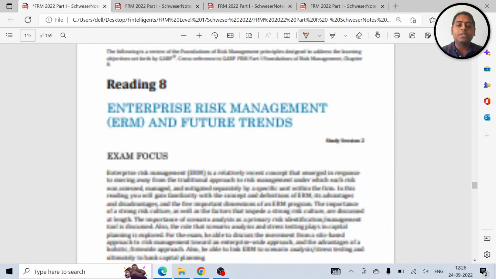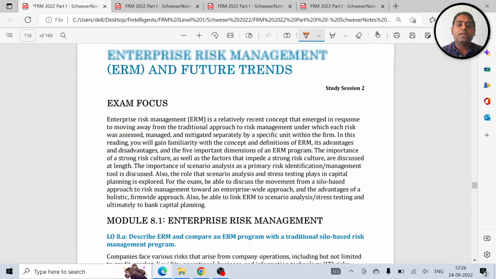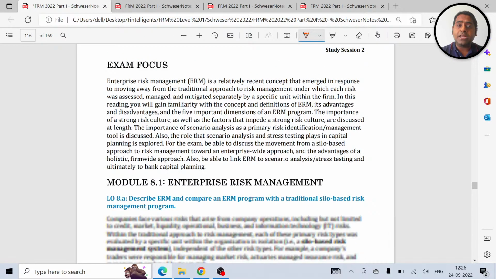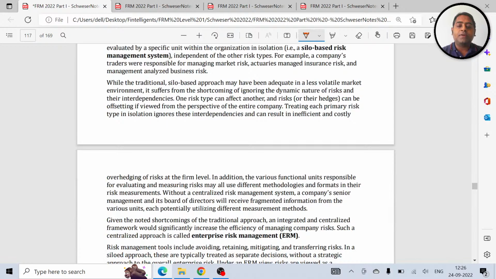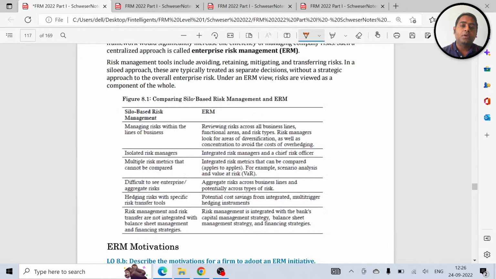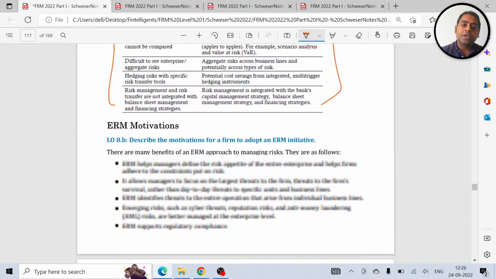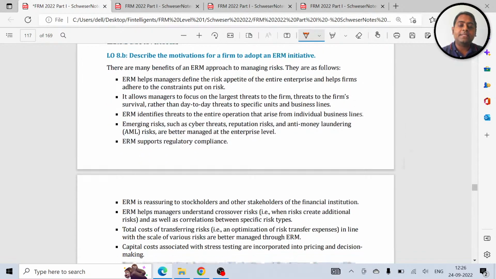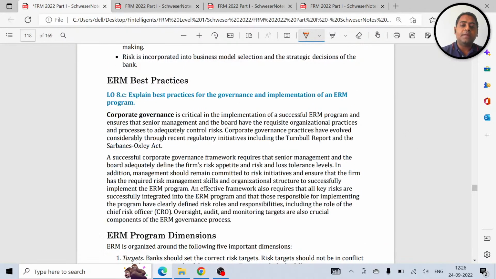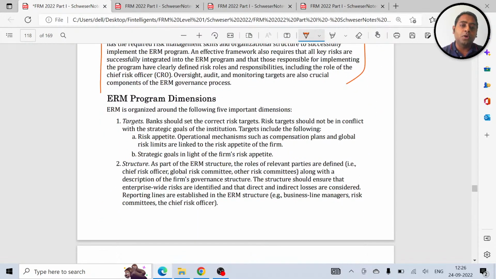I'm going to move towards the next chapter, enterprise risk management and ERM and the future trend. Over here, the basic definition of how ERM can help you. So you can read this entire paragraph. This will just summarize the difference between a silo approach and ERM approach. Next, when we go towards the ERM best practices, corporate governance is important. This is the base of ERM. If you run an ERM framework and there is a corporate governance problem, you will not be able to succeed. So please make sure that it is good.